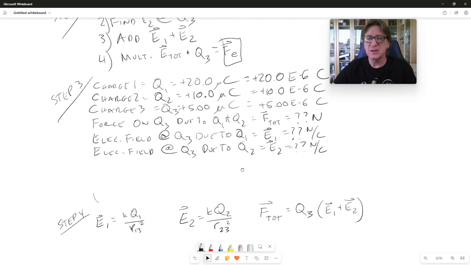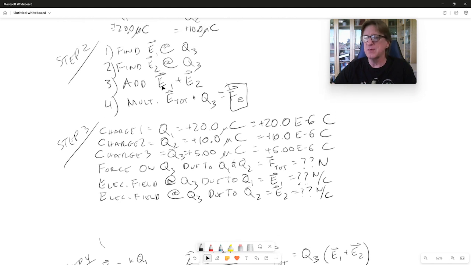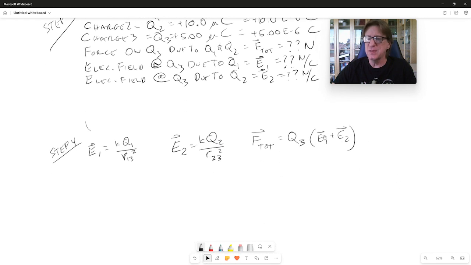Again, that's a vector sum. So just like we've got right here, according to our plan. Once I've got those, then I just multiply by Q3 and I've got it. I haven't added any new symbols here. So I have 3 unknowns, 3 equations. I'm done. There's nothing left to do but math.